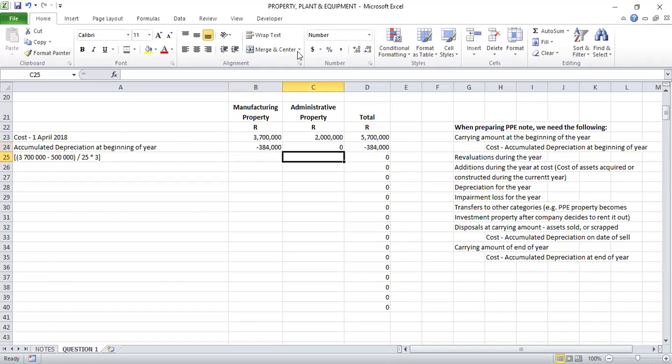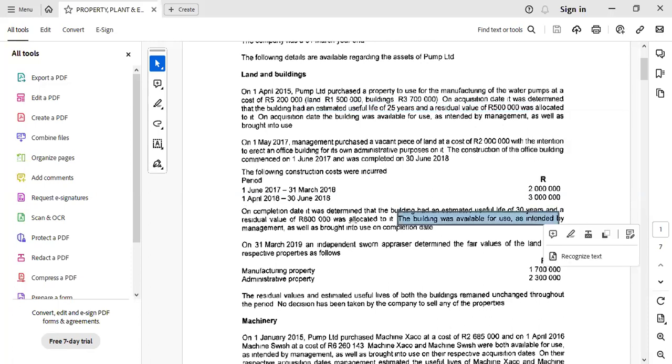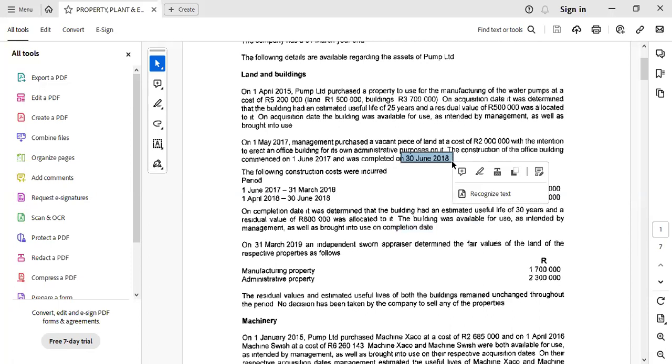But the admin property, it was 0. Why? Because the admin property was still under construction. You only start to provide for depreciation when the asset is available for use. And this admin property was only available for use on completion date. The completion date was 30 June 2018, during the current year. So by the beginning of the year, we had not yet started depreciating the admin building because it had not yet been ready for use.